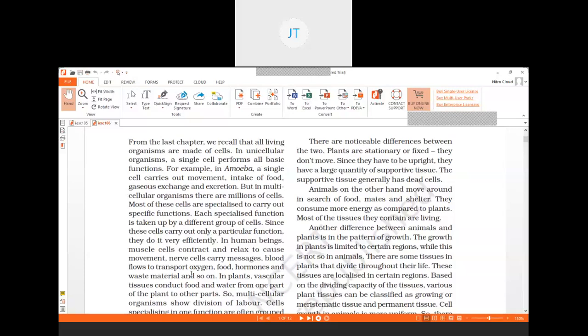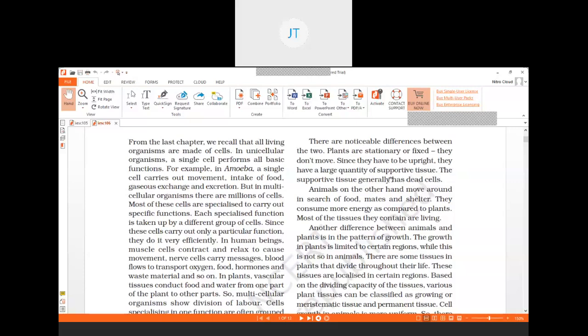They have a large quantity of supportive tissue. The supportive tissue is there for putting them upright, so they do not bend. They have a large quantity of supportive tissue. The supportive tissue generally has dead cells.